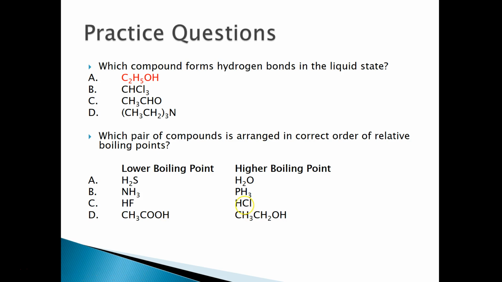hydrochloric acid. If we look at choice B, we have ammonia. Now, ammonia has nitrogen bonded to hydrogen in 3 different places, so it also has hydrogen bonding. If we look at phosphorus trihydride, it will have dipole-dipole, so we would expect ammonia to have a higher boiling point. And if we look at choice A, we have H2S, which has London dispersion forces due to the nonpolar sulfur-hydrogen bonds, and water has hydrogen bonding, so it is lined up correctly.